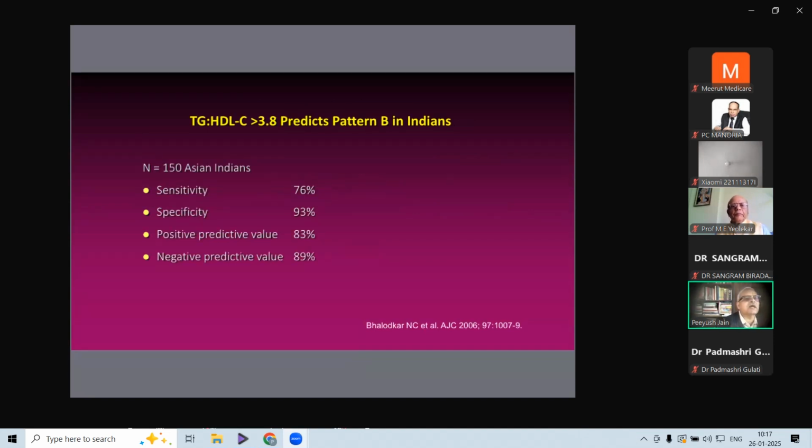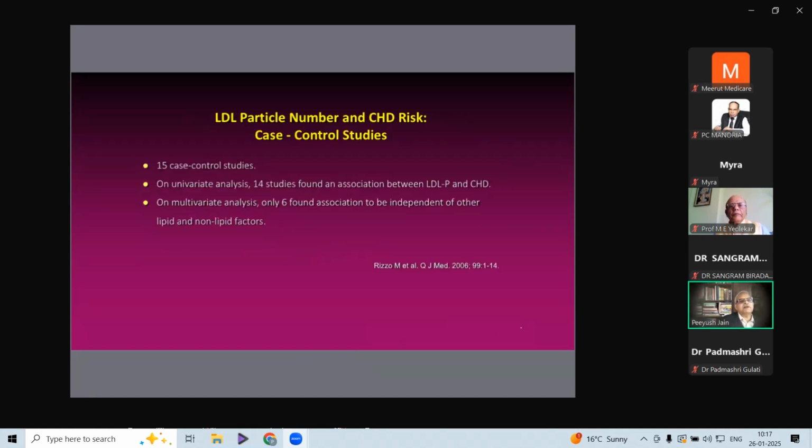Now, there's another thing. If you do a triglyceride to HDL-C ratio, and if it is more than 3.8 in Asian subjects, it tells you that the patient is likely to have small dense LDL. So there is no need for doing an extended lipid profile and ultracentrifugation for all patients to measure the small dense LDL level as compared to the larger.